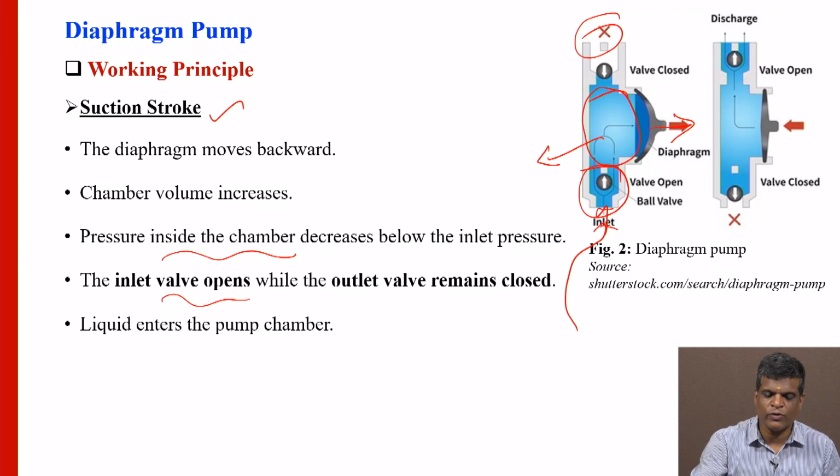So, this is the suction stroke, the first point. The diaphragm moves backward here, the chamber volume increases. Once the volume increases, the pressure decreases. Once the pressure decreases, automatically the inlet valve opens, the outlet valve remains closed, and the fluid enters this side. So, this is the suction stroke.